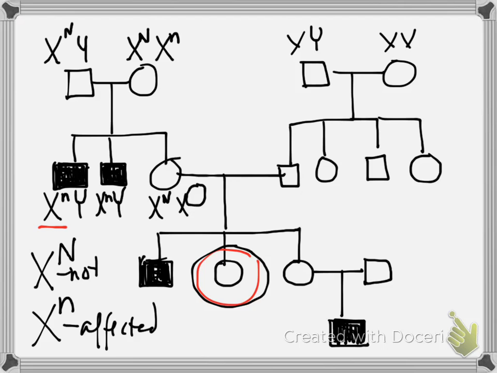So, let's look at this. Where did she get the X big N from? If you're a girl, you got one X chromosome from your papa. Where'd you get your other X from? Your mama. So, knowing that she got the other X from her mother, who has two different X's that she could have passed on, what are the odds that she's a carrier without doing a Punnett square? How many of you can do this?